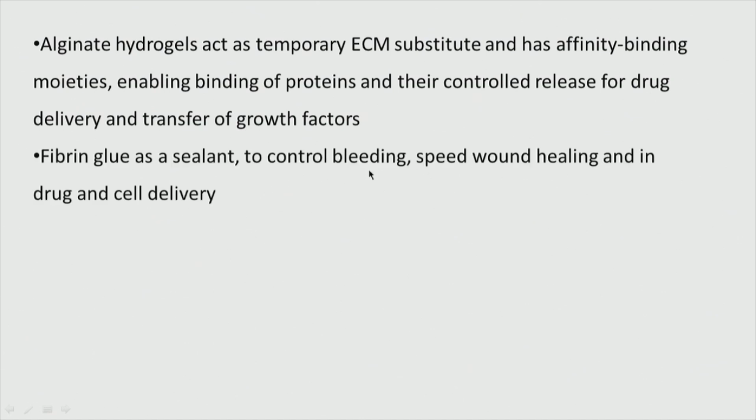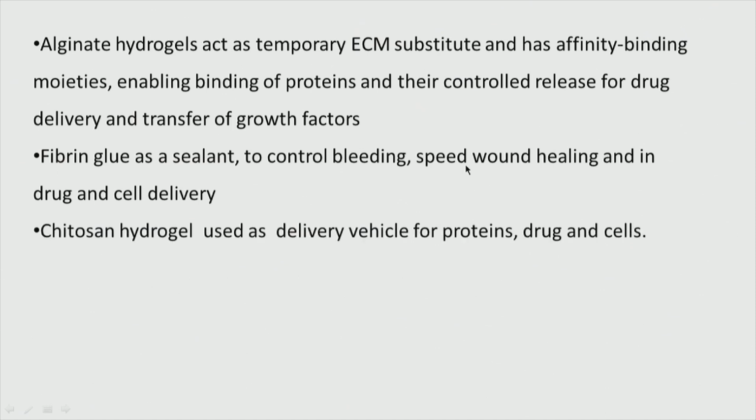Fibrin glue as a sealant. Suppose there is a bleeding, and as you know, fibrin is a blood clot, so it can be used for preventing bleeding, speed up wound healing, and in drug and cell delivery. Chitosan hydrogels for delivery of proteins, drugs, and cells.